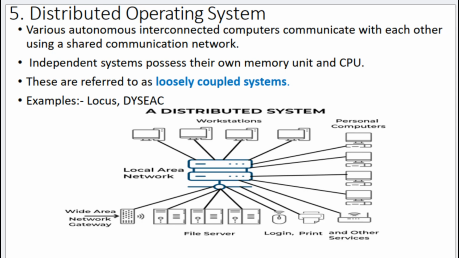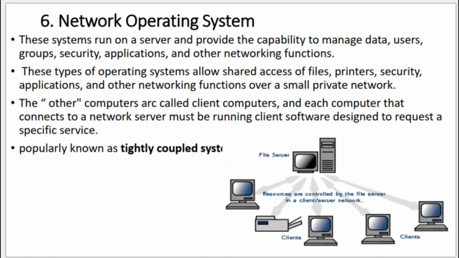5. Distributed operating system: various autonomous interconnected computers communicate with each other using a shared communication network. Independent systems possess their own memory unit and CPU. These are referred to as loosely coupled systems. Examples: Locus, DCE.